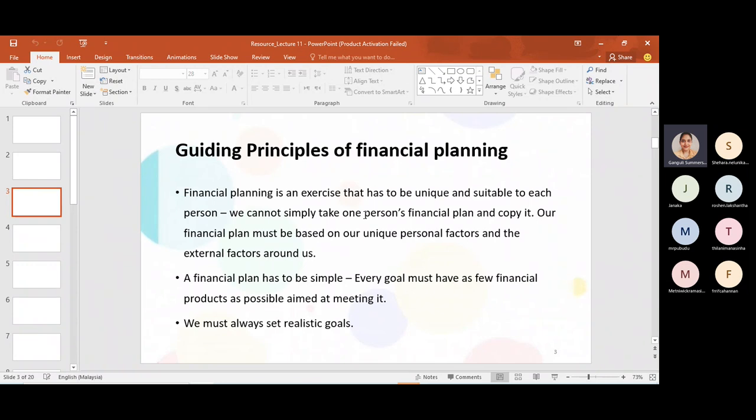Because if your goals are not realistic, you definitely cannot achieve them, right? We can't achieve unrealistic goals. We can achieve only realistic goals, right? Unrealistic goals are not achievable. So if we set unrealistic goals, we will not be able to achieve them. Without achieving the financial goals, we will not be able to move ahead as a company, right? So setting realistic financial goals is a main step in financial planning.